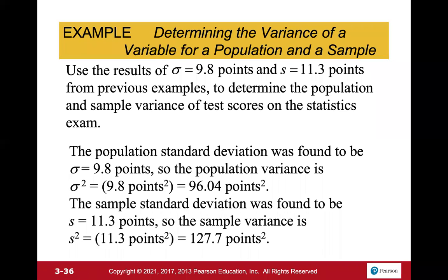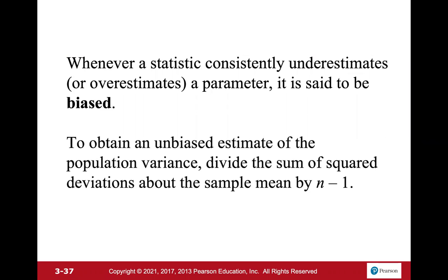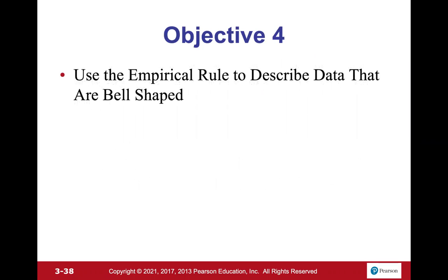And they do that same thing for us, and they just kind of throw those in there. So whenever a statistic consistently underestimates or overestimates a parameter, it is said to be biased. So to obtain an unbiased estimate of the population variance, divide the sum of the square deviations about the mean by n-1. Just food for thought there.